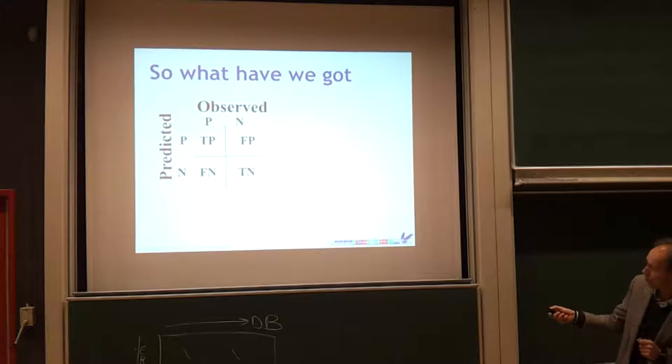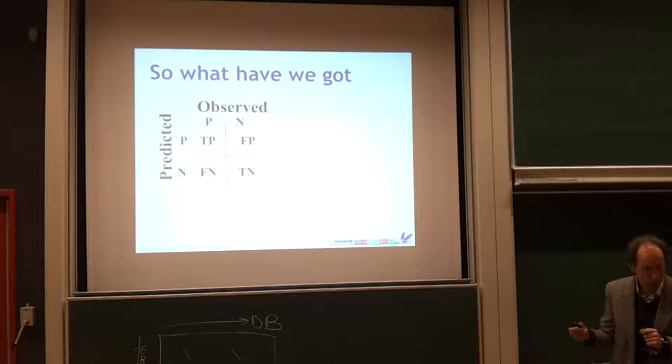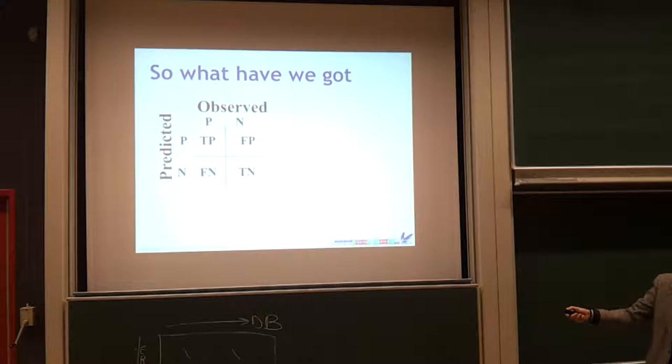True positive: should be related, and it turns out to be. False positive: should be related, it turns out not to be. On the negative side, true negative is, it should not be related, and it turns out not to be related, something that, according to BLAST, is not related. And in fact, false negatives.